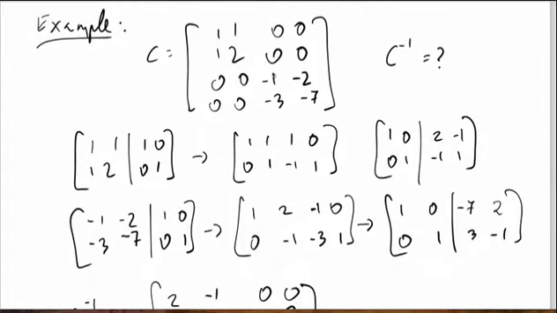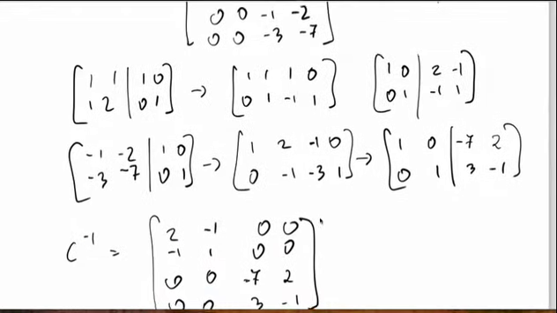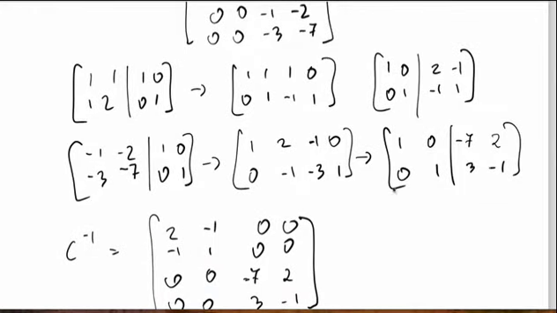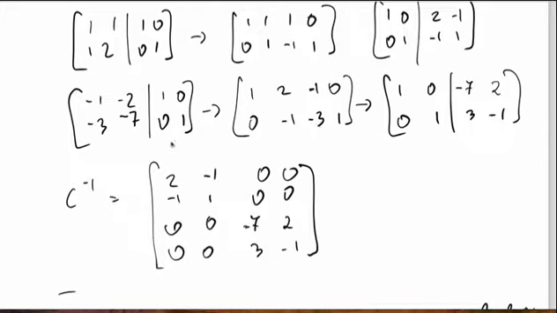In a similar way, we can calculate the inverse of this other small 2x2 block, -1, -2, -3, -7, augmented by the 2x2 identity matrix. Then reduce row echelon form. And once you get the identity matrix here, what's on the right-hand side is the inverse of this block. And then the C inverse matrix is just put together from the inverses of these blocks and the zero matrices.